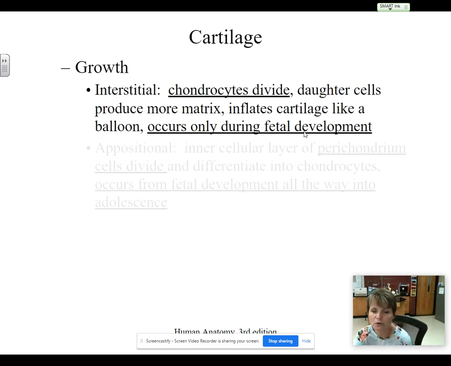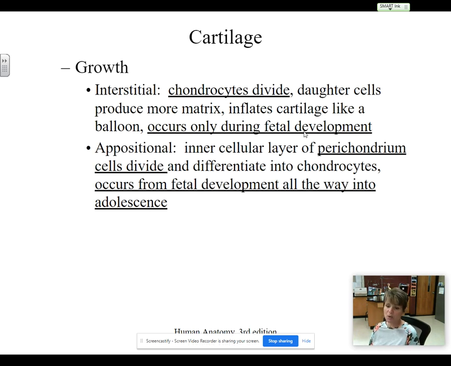Cartilage, we will see, can grow in two different ways, whereas bone can only grow in one way. Cartilage can undergo both interstitial and appositional growth. During interstitial growth, the chondrocytes in the cartilage itself divide, and it causes the cartilage to get larger.